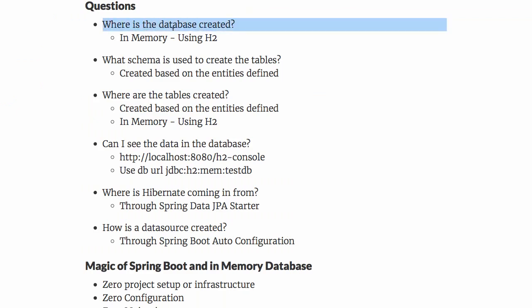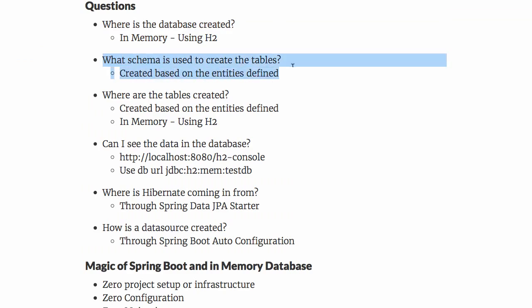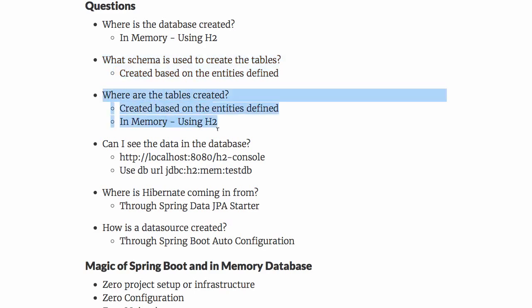We saw that the database is created in memory using H2. We saw that the schema also is being created at application startup, and also we saw the tables which were created. We saw the data in the database as well. Even then, a couple of important questions remain. Who is creating the data source? How is the schema being generated? The answer to all that is Spring Boot and the auto configuration of Spring Boot. So the entire magic is done by Spring Boot auto configuration.